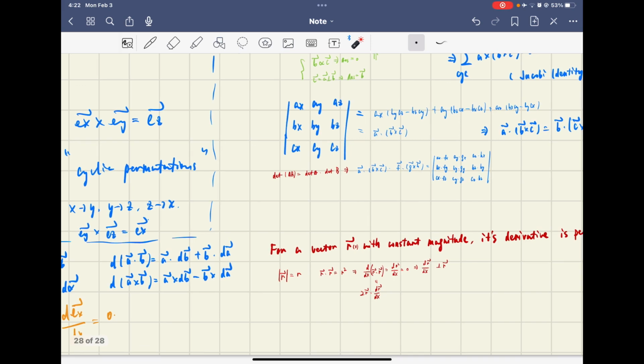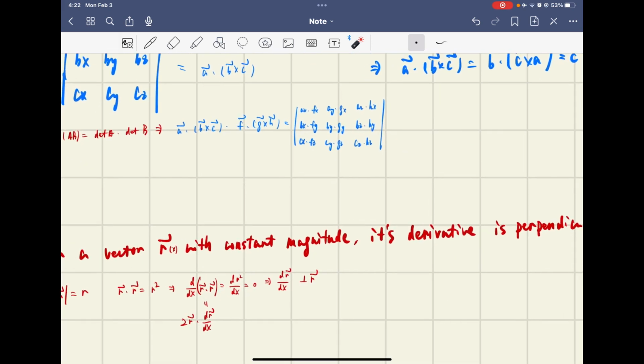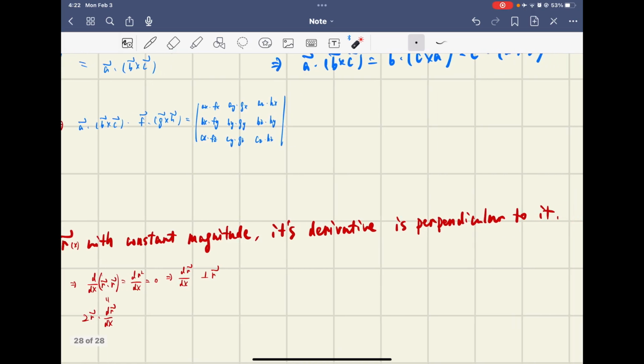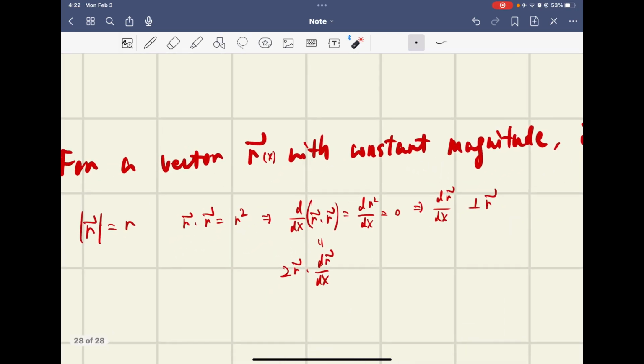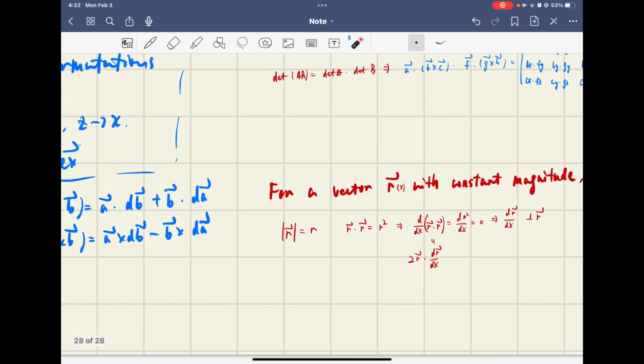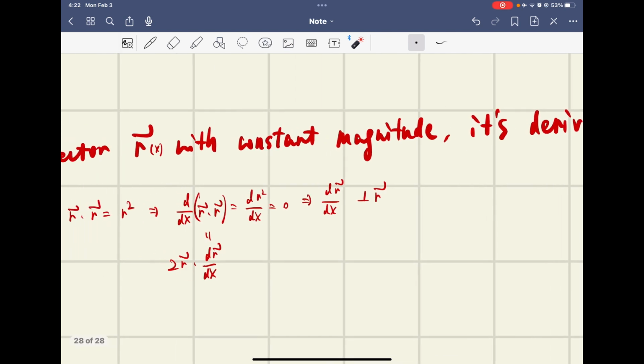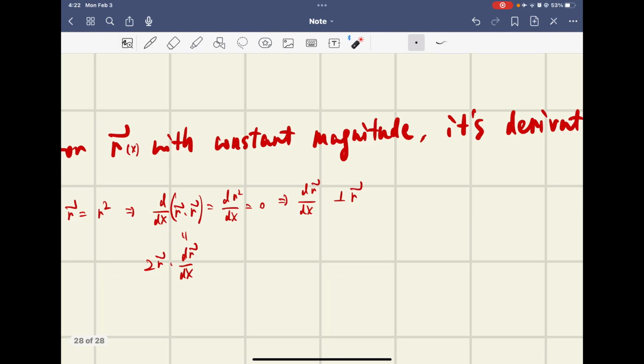What's interesting about it is that for a vector function r, which is a function of x with constant magnitude, its derivative is perpendicular to it. We can prove it. Since we dot it with itself and it equals r squared, which is a scalar, and the derivative of a scalar over dx is equal to 0, the first part is equal as well. We expand the first part using our rule here for the dot product, and we'll get 2 times the vector r dotted with the derivative of r over dx, and this is equal to 0. Meaning that r and its derivative are perpendicular to each other.